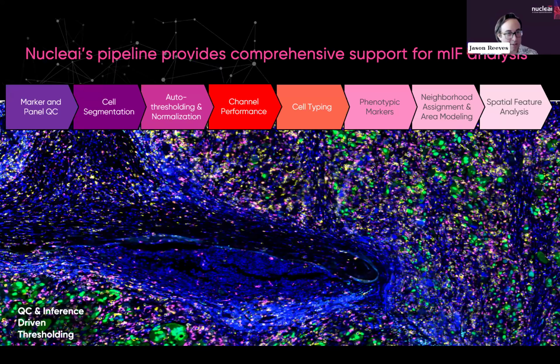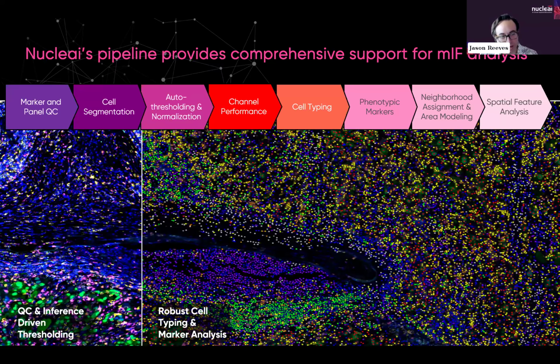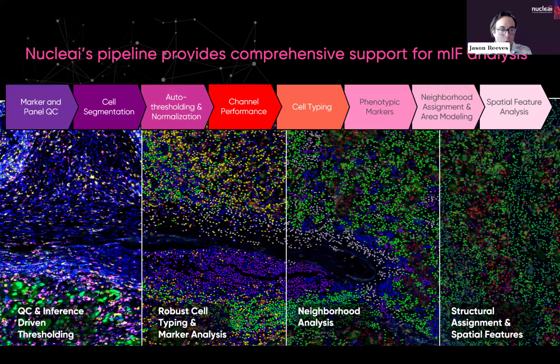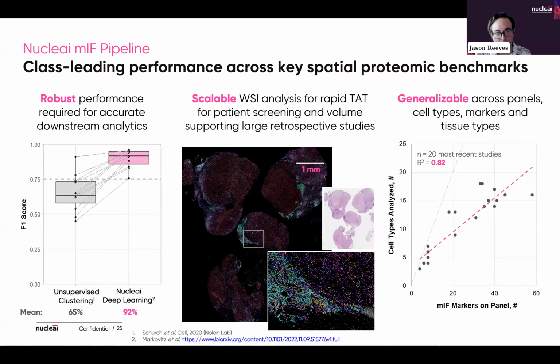What this means is that we follow a standard workflow where we do QC and inference-driven thresholding. We automatically normalize the tissue, identify individual cells, and create a robust cell typing framework that is specified based on the marker panel itself. And then we can build in further layers of information, such as neighborhood analysis and structural assignment of, is this part of the tumor core or the TME itself? As we build this out, we have focused on three key areas that we think are really important for this pipeline to be robust.